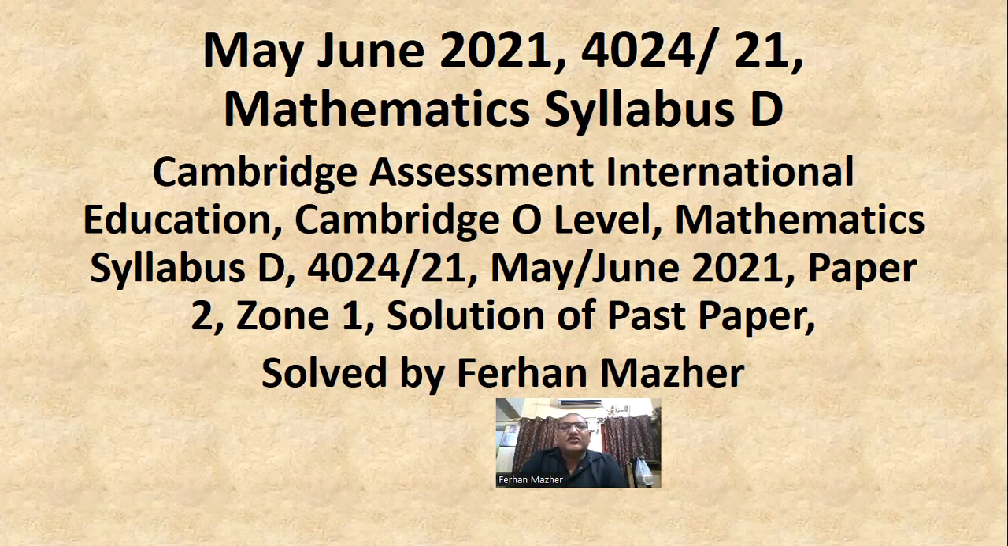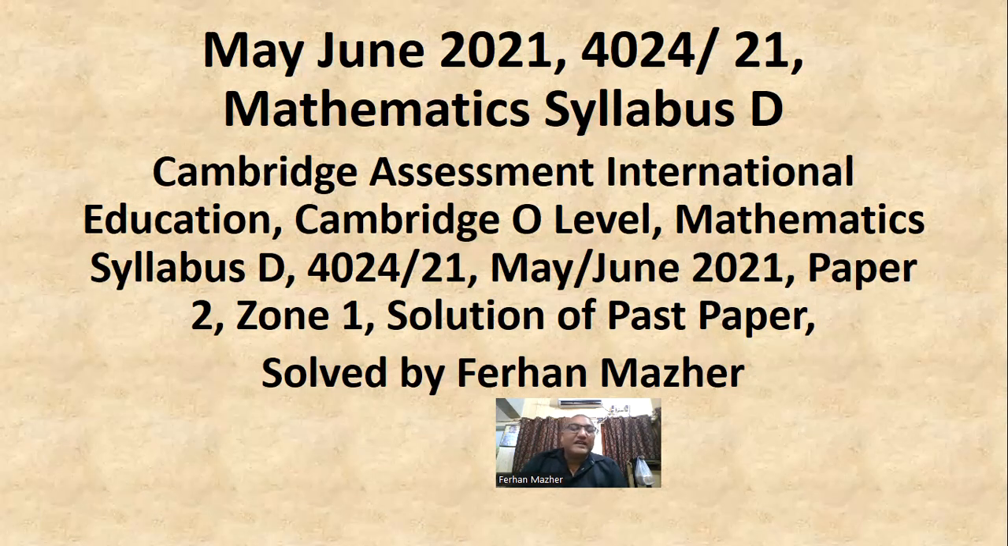The code of the subject is 4024. Today we have set our hearts to solve our Paper 2, and we have selected the May June 2021 Paper 2. This Paper 2 belongs to Zone 1, and this is the first video on this paper. Let's see how many questions we can do in this video. I will try to complete the paper, but let's see, and let's start today's paper.